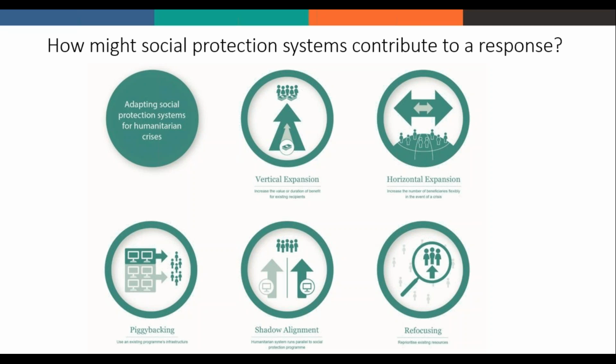So this typology of the 5 ways that social protection systems might respond to a crisis is what Nupur is going to be picking up on in her presentation next, where we can look at the practicalities for humanitarian actors of deciding whether any of these options make sense in the context in which you work.